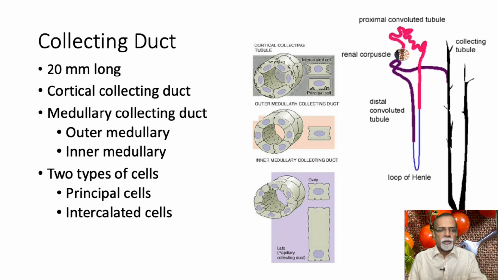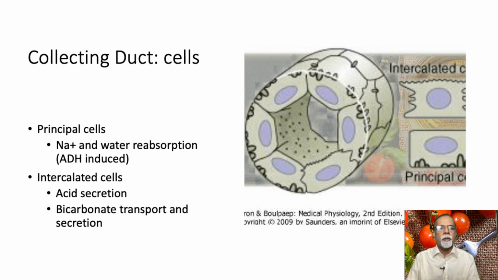It has two types of cells predominantly. One is the principal cells, the second is the intercalated cells, about which we will study in detail in the next sessions. As mentioned, the collecting duct has two types of cells. One is the principal cells, which are concerned with water reabsorption, which is ADH dependent, and the intercalated cells are concerned with acid secretion and bicarbonate transport and secretion. So the distal convoluted tubule plays an important role in the excretion of acid and the maintenance of the pH.